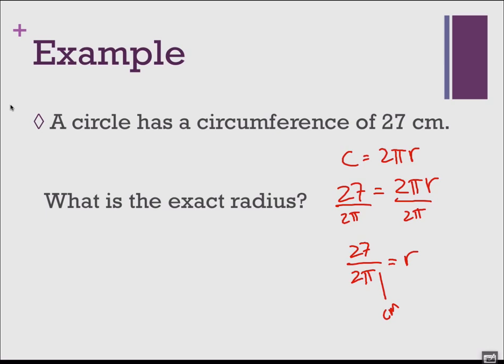For those of you that didn't get 42, how are those other people getting 42? Nicole? I put parentheses around it. Bingo. If you don't put those parentheses in, what does the calculator do? It takes 27, divides it by 2 and gets 13.5, and then takes 13.5 and multiplies it by pi. You gotta put that in parentheses. Then you get 4 point something, where the radius is less than the circumference, and so we're happy.